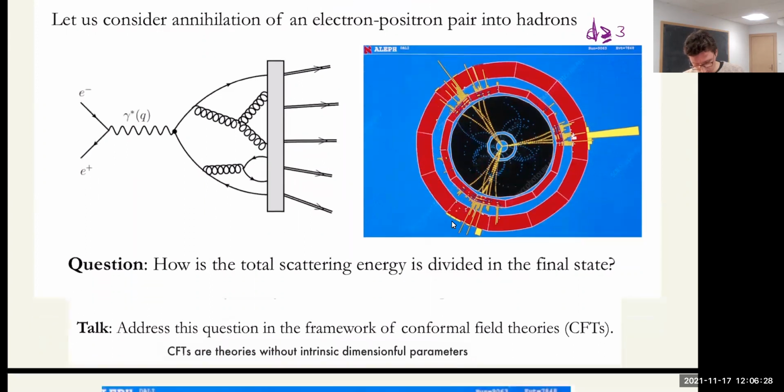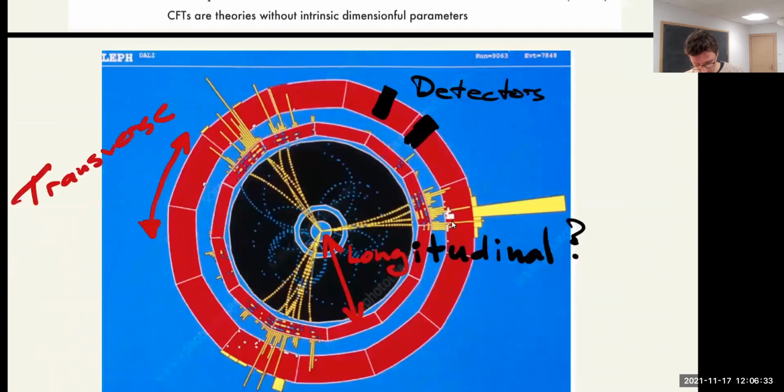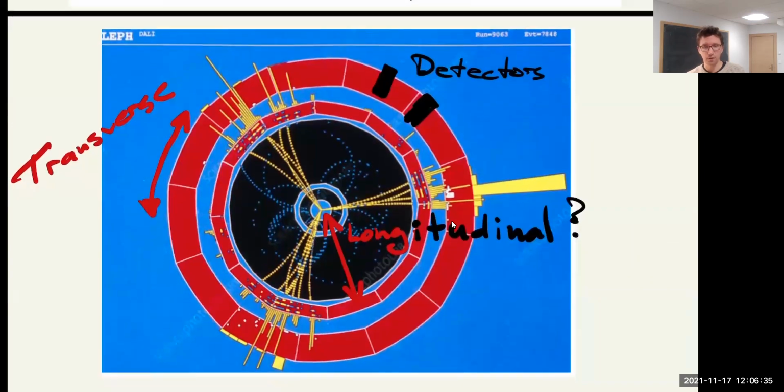Now, I can divide this question into sort of three parts. First, for a CFT, how do we describe natural detectors? Then we can talk about, say, transverse structure. And by transverse structure, I mean the structure of the state produced by this Lorentzian dynamics along the angular variable. So the structure of the jet. But we can also ask about the longitudinal structure.